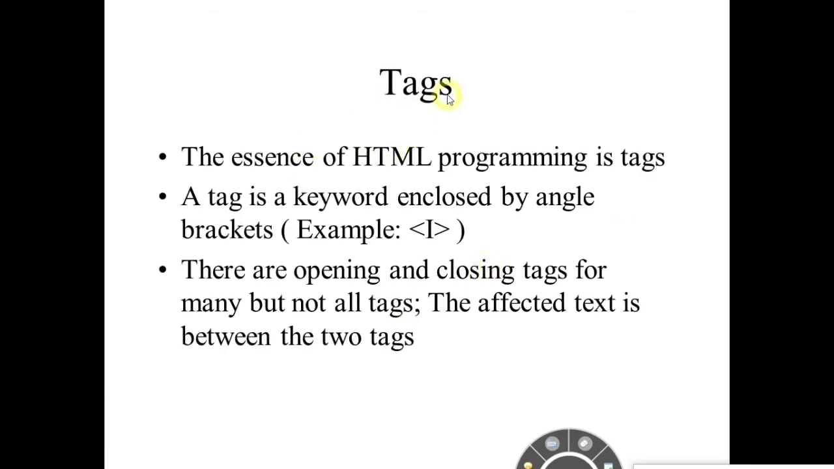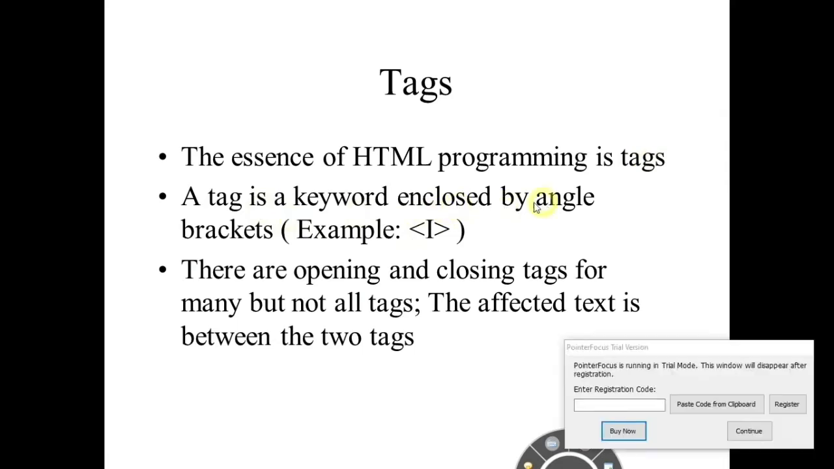Tag. What is a tag? The essence of HTML programming is the tag. Using tags, we are going to write a program in HTML. A tag is a keyword enclosed by angle brackets. Using these angle brackets, we write some letters. It is called a tag. That's why a tag is a keyword enclosed by angle brackets.